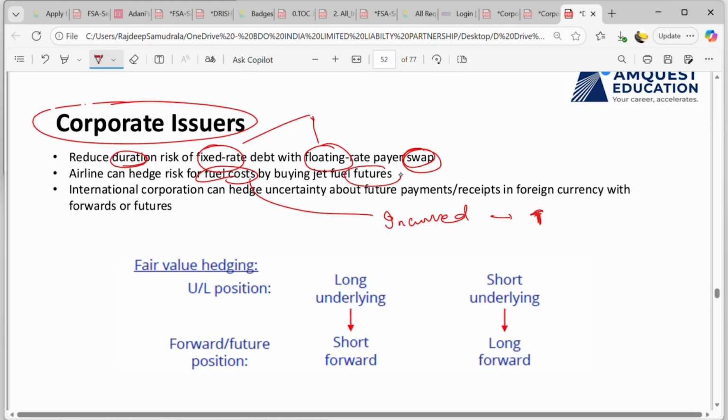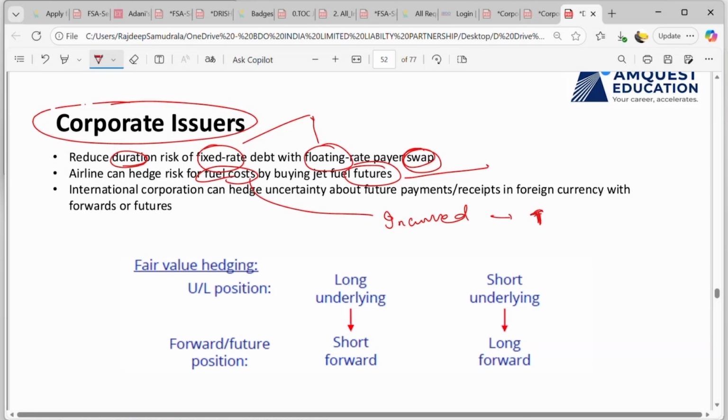So what I'll do is fix my fuel cost by buying jet fuel futures. The futures I buy will allow me to buy fuel at a fixed cost and not be at the mercy of the fuel uncertainty. Clear? So this is a very good operational way where derivatives are being used to hedge your risk.